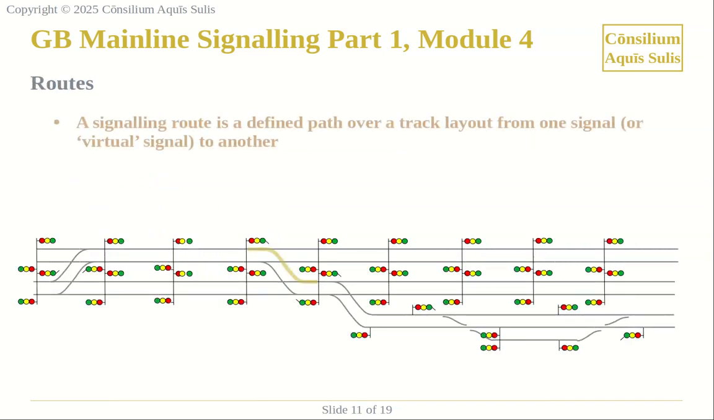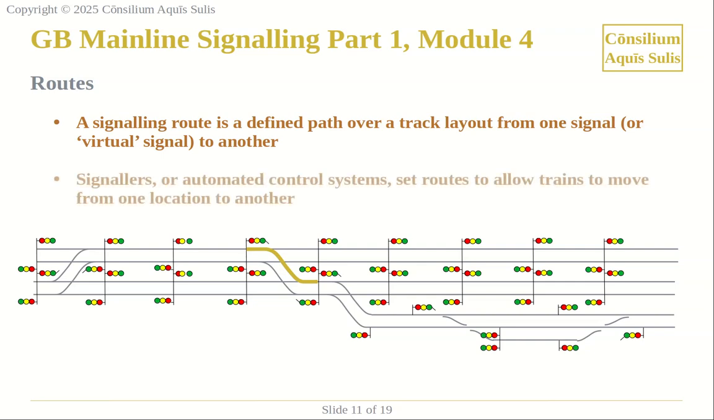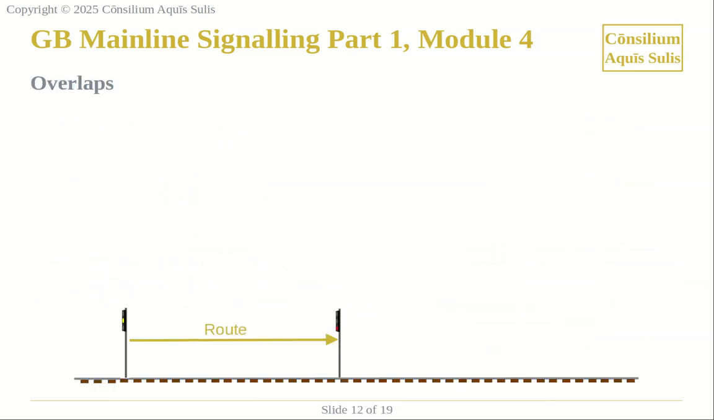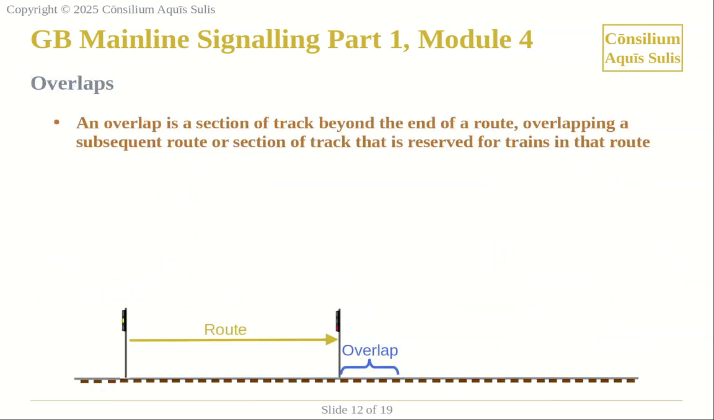Routes are defined paths over a track layout from one signal or cab signalling equivalent to another signal or cab signalling equivalent, and they are set either by signallers or by some form of automated control system. At the end of many routes we have something called an overlap, which is a section of track beyond the end of the route which overlaps with the subsequent route or section of track, but is reserved for trains entering the route, and it can serve a number of purposes.